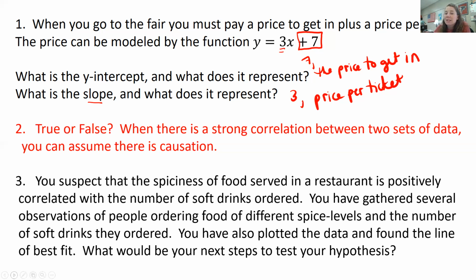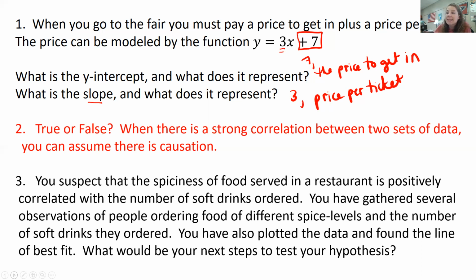You suspect that the spiciness of food served in a restaurant is positively correlated with the number of soft drinks ordered. So what would you do first? If that's what you think, what would you do first? Well, first you would observe people ordering food of different spice levels and the number of soft drinks they ordered. Then what would you do? Then you would take your data and plot that information on a graph, and then you would find the line of best fit.